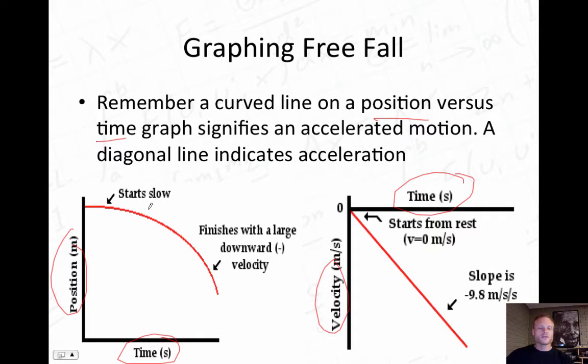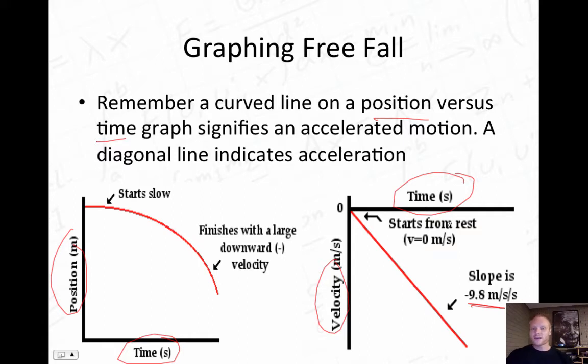When you've got this curved line, that's indicating that the object is moving, and because it's curved, it's speeding up, it's accelerating, it's getting faster. It starts off kind of slow, and then as the slope gets steeper, it begins to accelerate faster and faster. The graph on the right is a velocity versus time graph, and remember, if it's a straight line with some slope to it, then some acceleration is occurring. It looks like a constant acceleration, and in this case, the acceleration is 9.8 meters per second squared. So we can represent this motion by a graph.